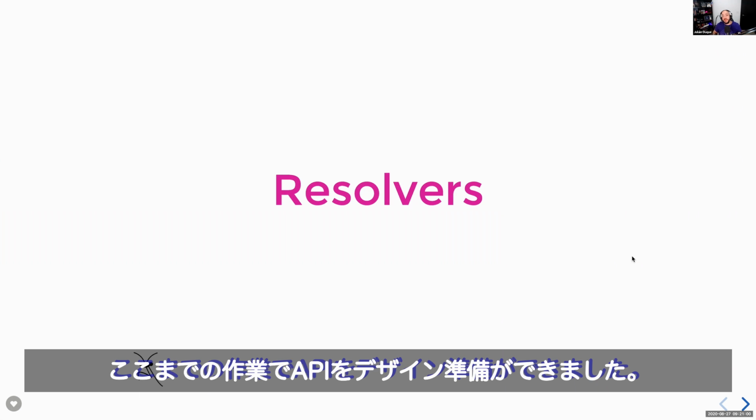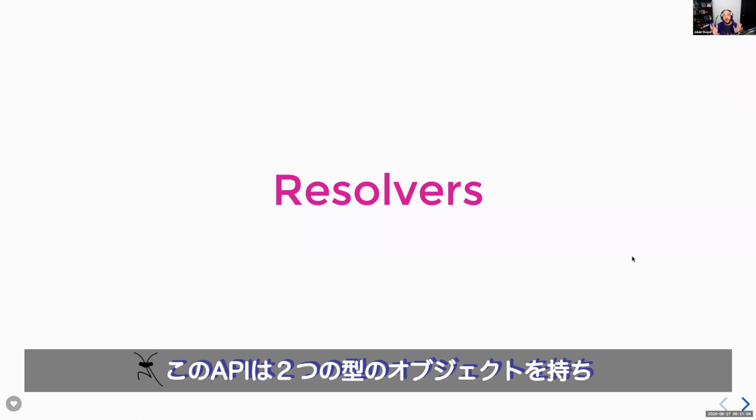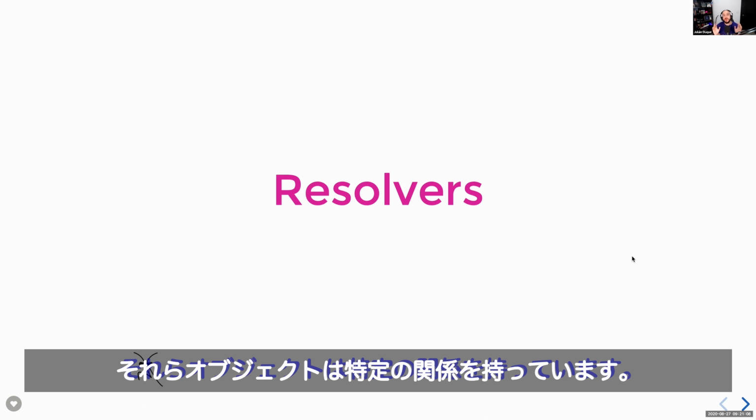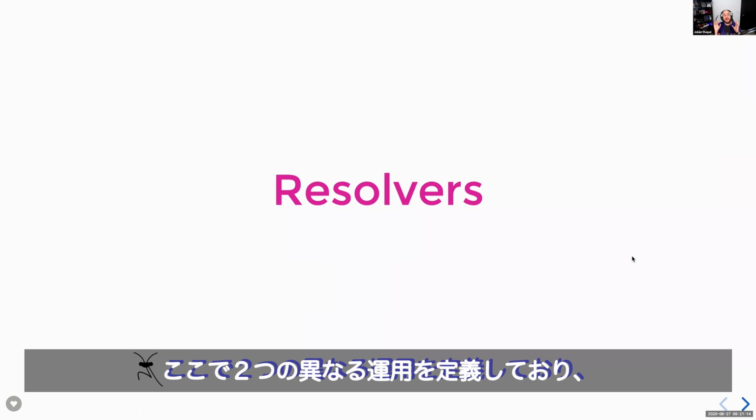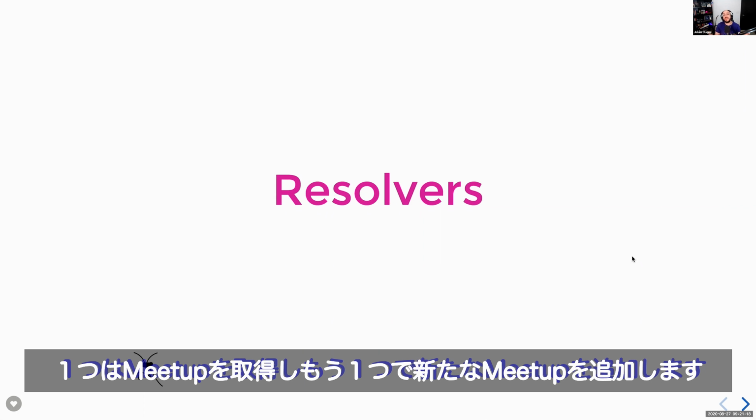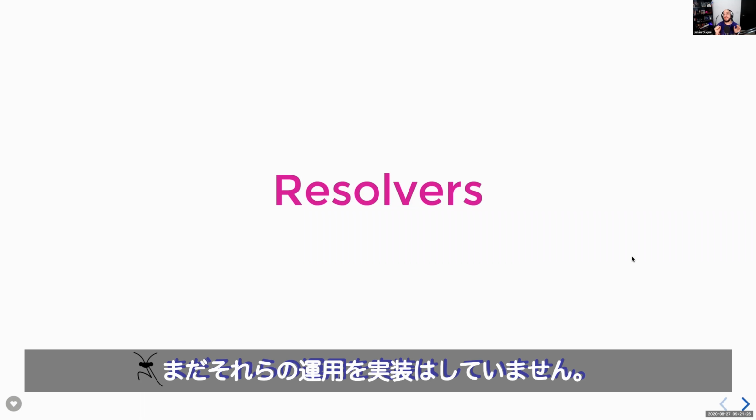Up to this point, we already designed our API. Our API contains two types of objects, and those objects have a specific relationship. And we specified two different operations, one to retrieve the meetups and the other one to add a new meetup, but we haven't implemented those operations yet.